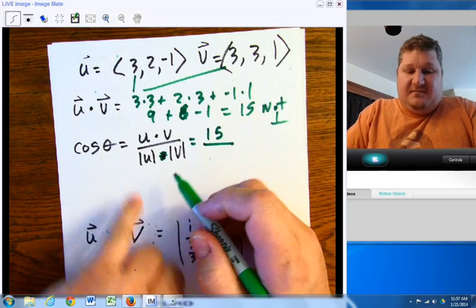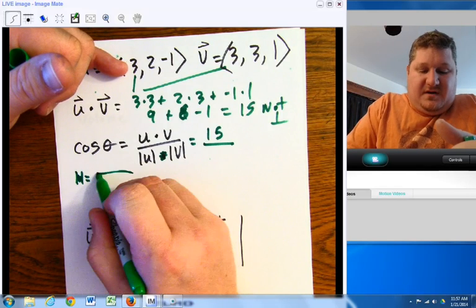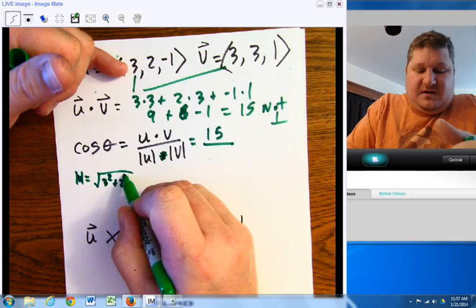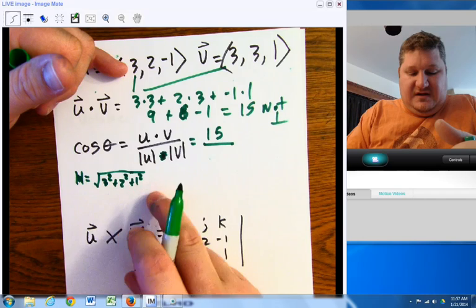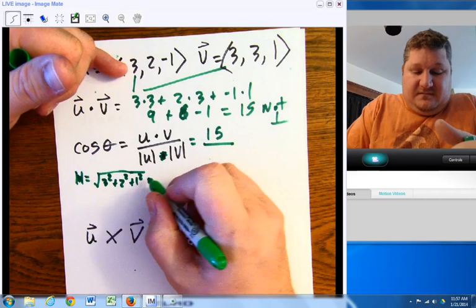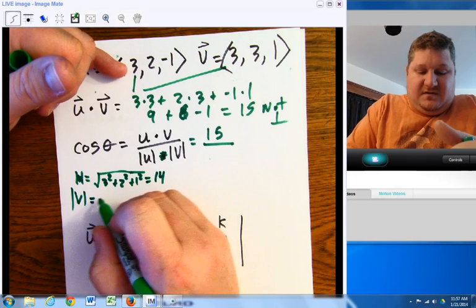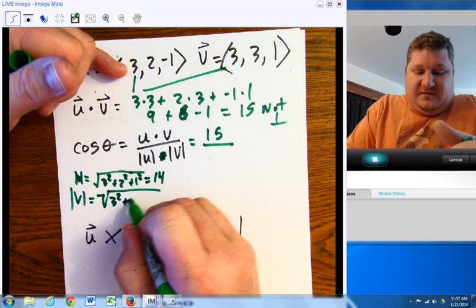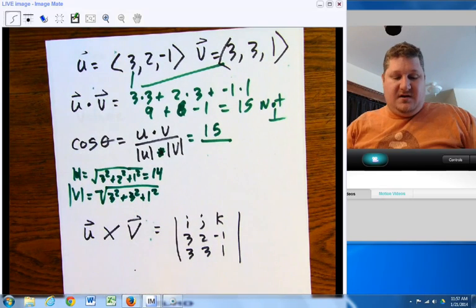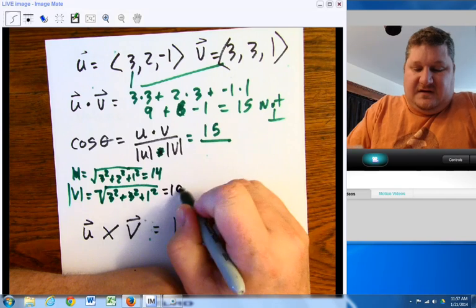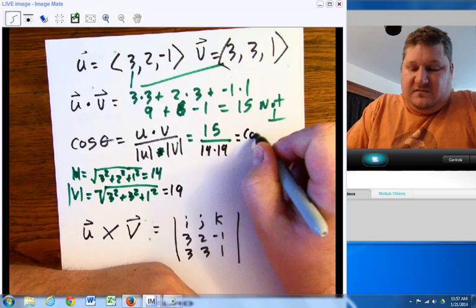On the bottom, I need the magnitude here. So the magnitude of u is going to be the square root of 3 squared plus 2 squared plus 1 squared. So I'm going to see 9, 13, 14. And v, its magnitude, is going to be the square root of 3 squared plus 3 squared plus 1 squared. So I come up with 19. So I have 14 times 19, and all that equals cosine theta.